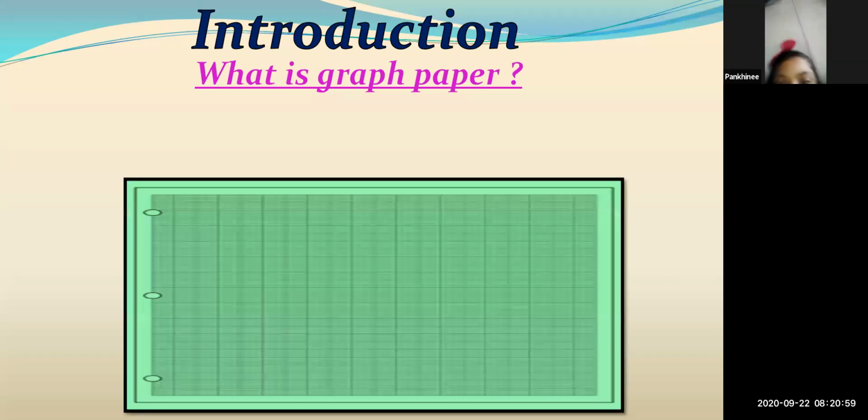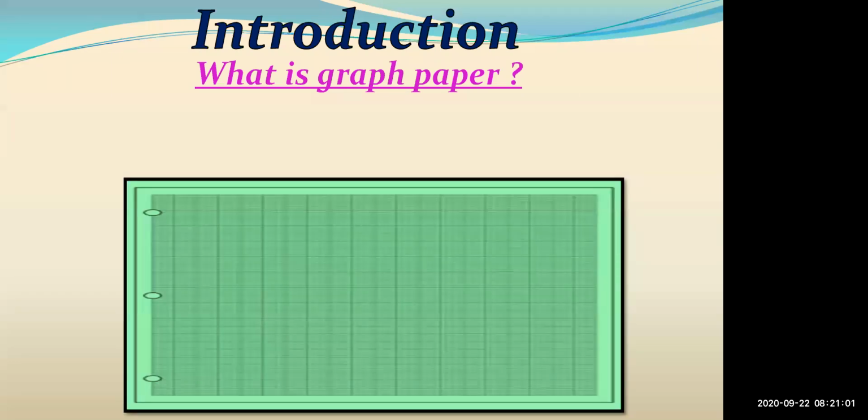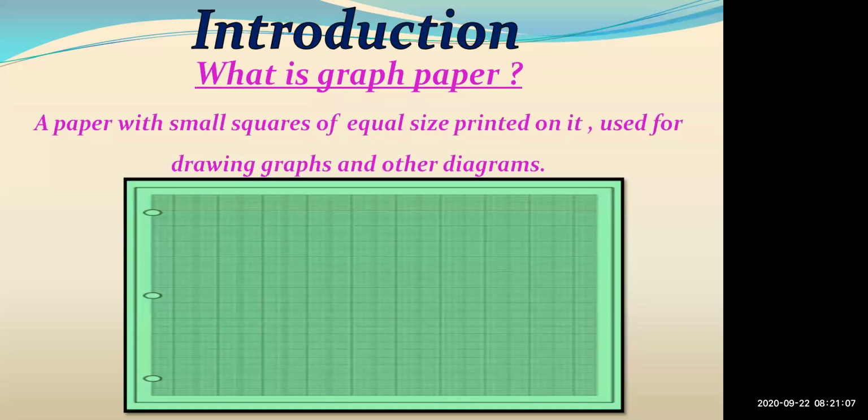See now here, this is your graph paper. Now what is there in this graph paper? I will explain you. A paper with small squares of equal size printed on it for drawing graphs and other diagrams. You can see this graph paper in green color here. In this graph paper, you can see small boxes are there. In these boxes, you can draw your information. So we will see now how to draw the information.